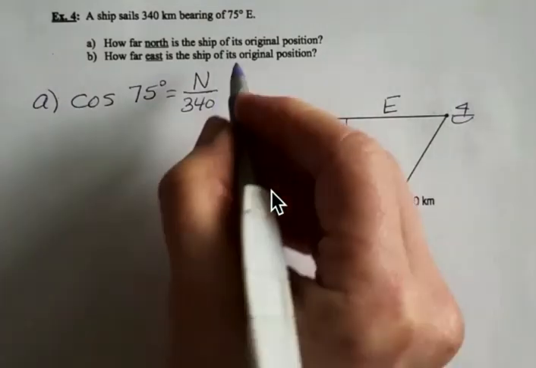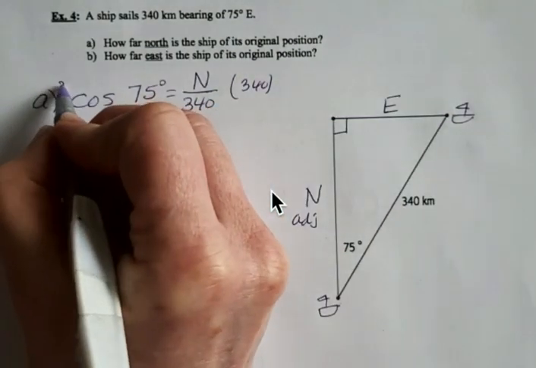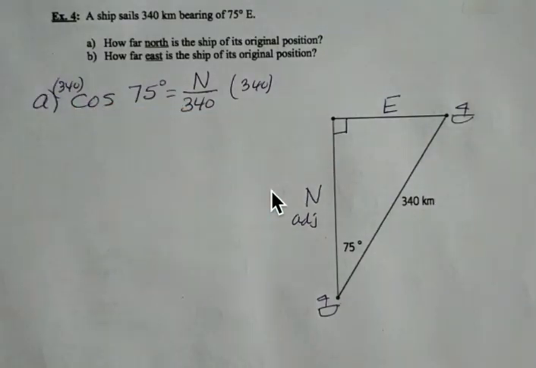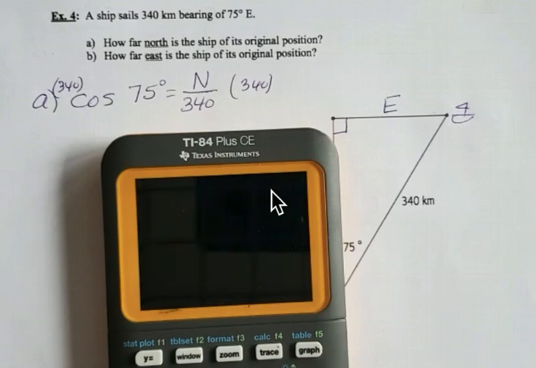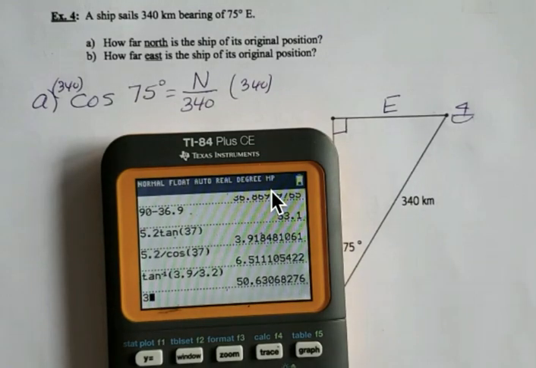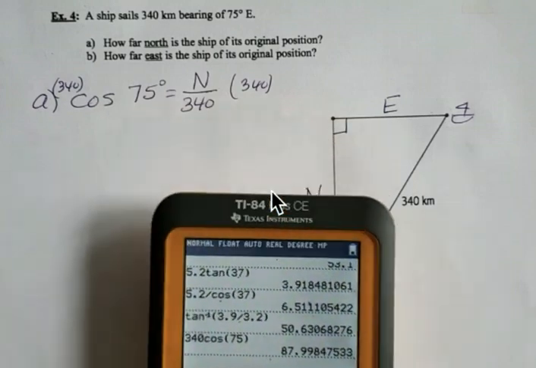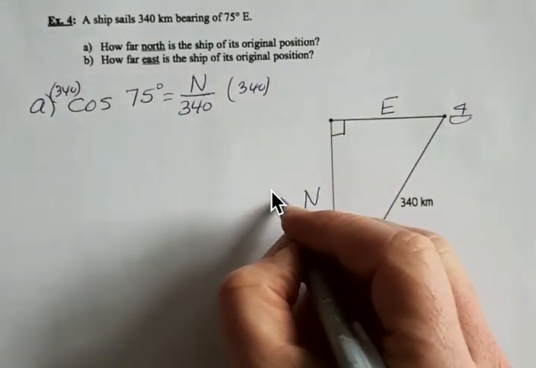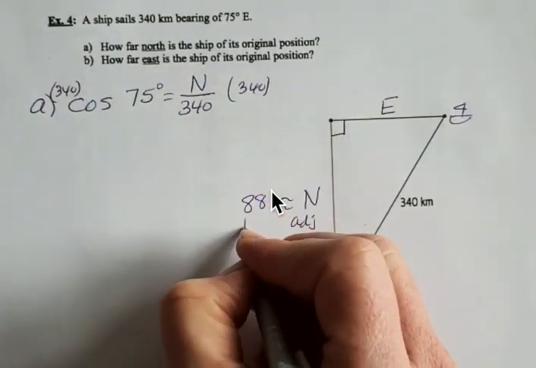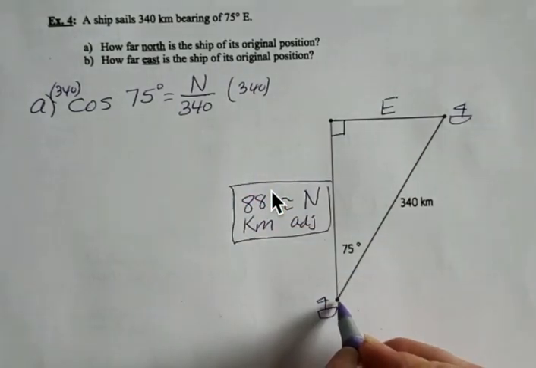So all I really need to do to each side here is multiply each side by 340, and I can do that right in the calculator by doing 340 times the cosine of 75 degrees. And that gives me 87.99, so about 88 kilometers. So this is about 88 kilometers north of where I originally started.